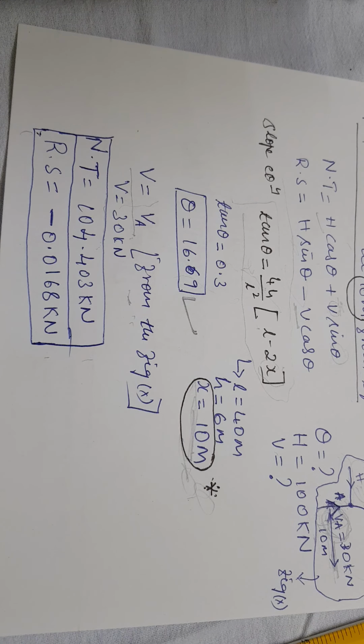This is the procedure we followed in order to analyze an arch, that is a three-hinged parabolic arch. First step is to find the reactions. Next step is to find the rise and slope equation. After finding the rise and slope equation, the next step is to find the bending moments. Then you have to draw the bending moment diagram. Then you have to find the normal thrust and radial shear. This is the procedure we are following. Thank you. We'll see some more problems in the next video.